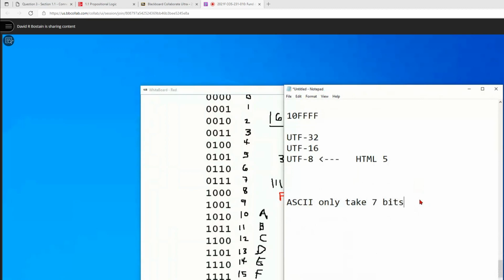That means if I'm going to take the letter A, lowercase a, and I want to encode it, let me actually do it this way, as a 41. I have 8 bits here, 8, 8, 8. So what I could have represented in 1 byte in UTF-32 now takes 8 nibbles, which is 8 times 4, 32 bits.